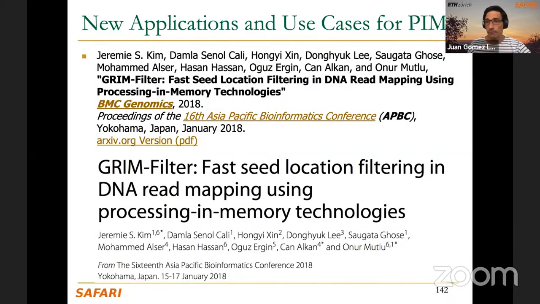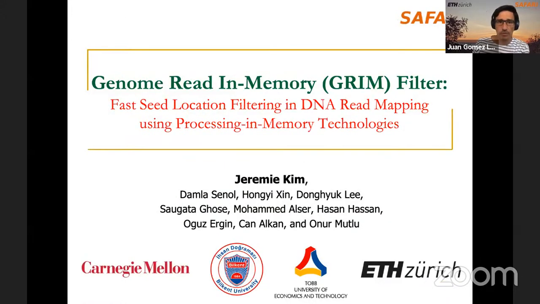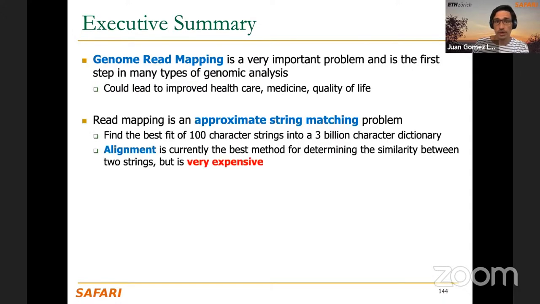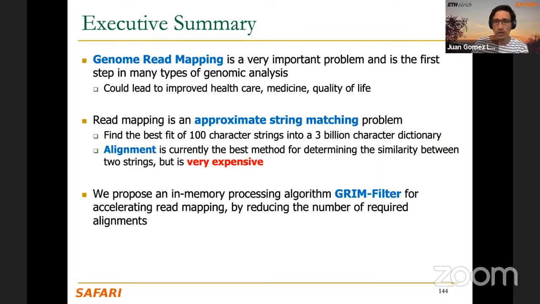And then we continue looking for applications and use cases that can benefit from PIM, right? We were talking about DAMOVE, we were talking about NAPEL as ways of identifying parts of codes or applications that are suitable for processing in memory. This is a good example of a new application and use case for processing in memory. GRIM-Filter is a processing in memory proposal for fast seed location filtering in DNA read mapping. In the GRIM-Filter paper, the key idea is to accelerate genome read mapping by applying processing in memory to a certain operation in this read mapping, in this approximate string matching problem.